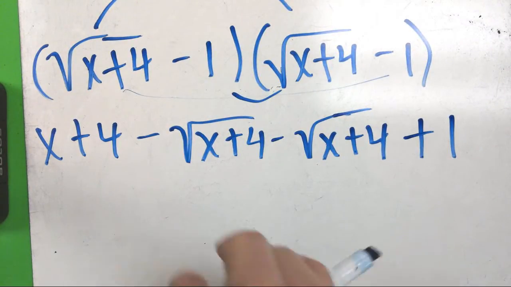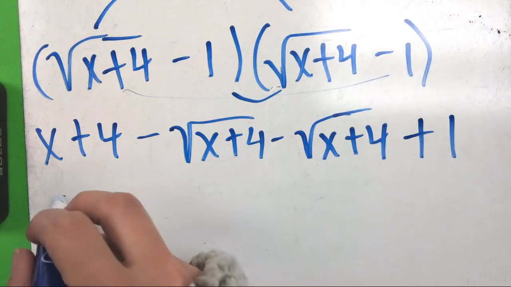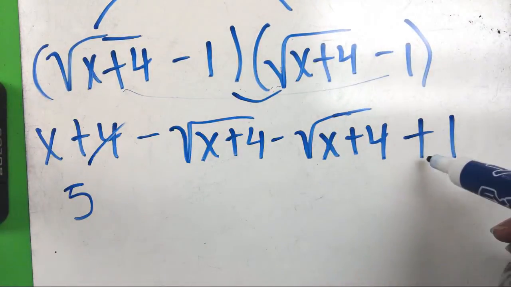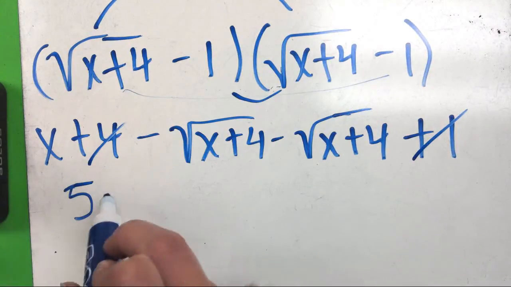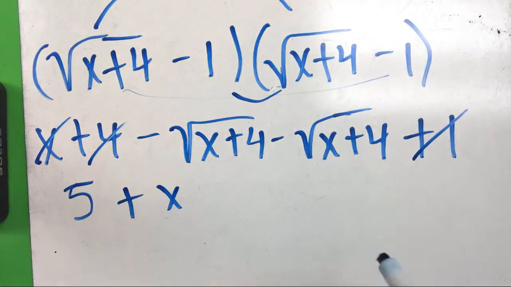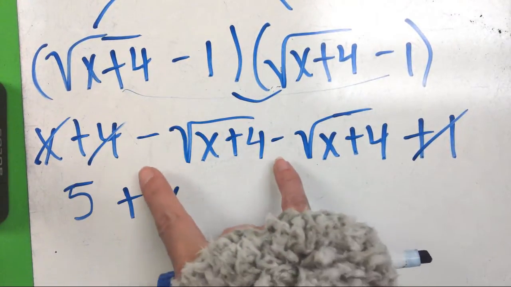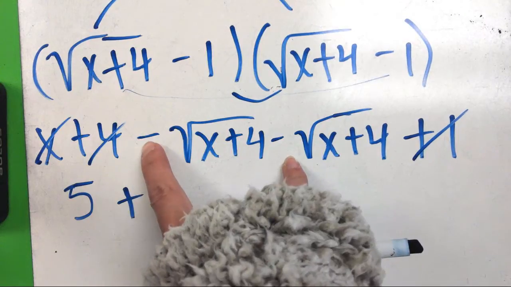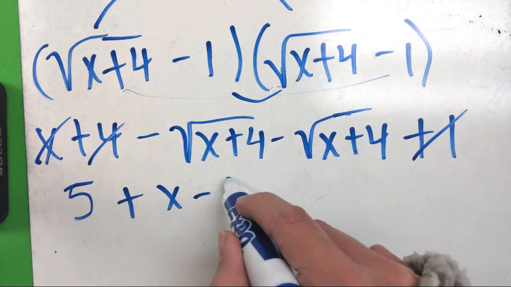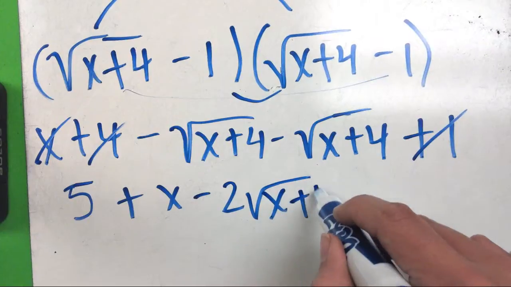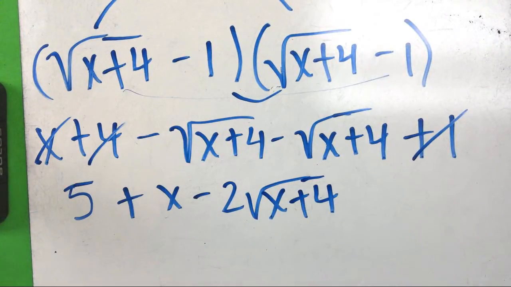And so if I clean this up, 4 and 1 I can combine, right? That's going to make 5. This x does not have any like terms, so plus x. These two are like terms because they have the same root, same thing underneath them. So I combine their coefficients. So negative 1 minus 1 will give me negative 2 square root of x plus 4. So that is going to be my result when I foil it. And go ahead and write that on your paper. I'm going to write it on mine too, then I'll have to erase it.